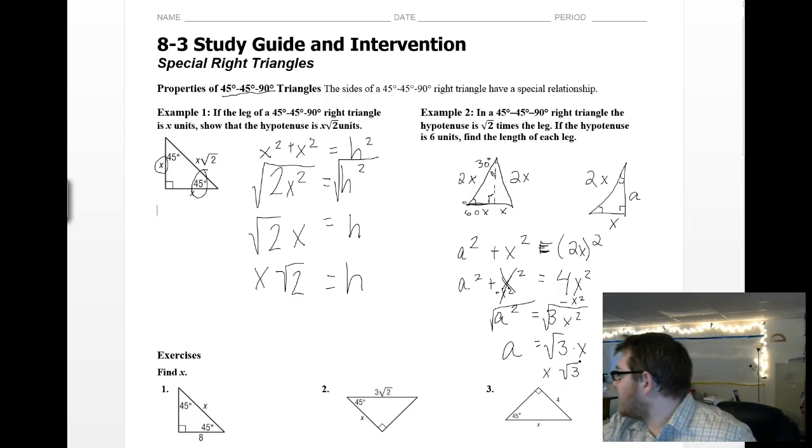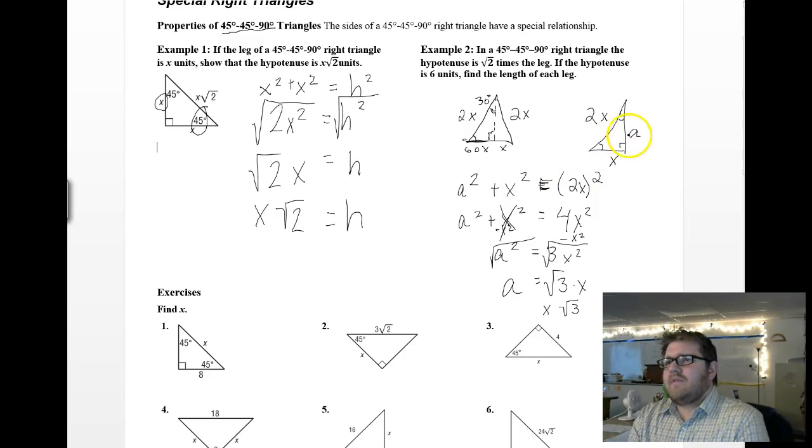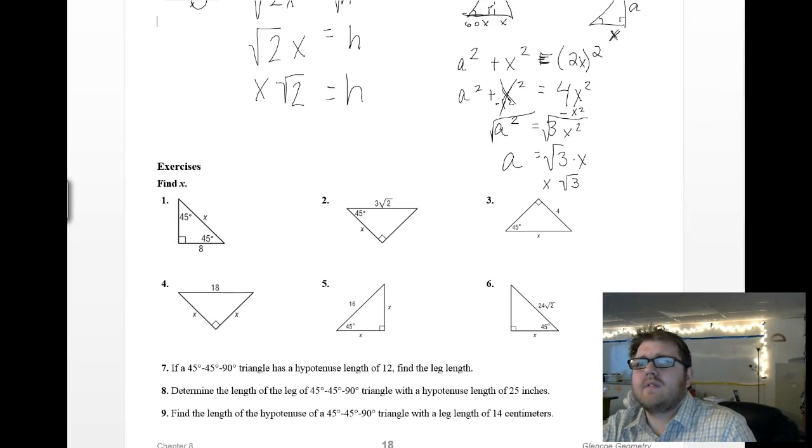Let me scroll up so everyone can see there. So this a here we can replace with x radical 3. So the special relationship here is that if I know this side is twice the length of this side, and this side is square root of 3 times the length of this side, the shortest side. So let's put that into practice for a couple examples. Let me get out of pen mode for a second.